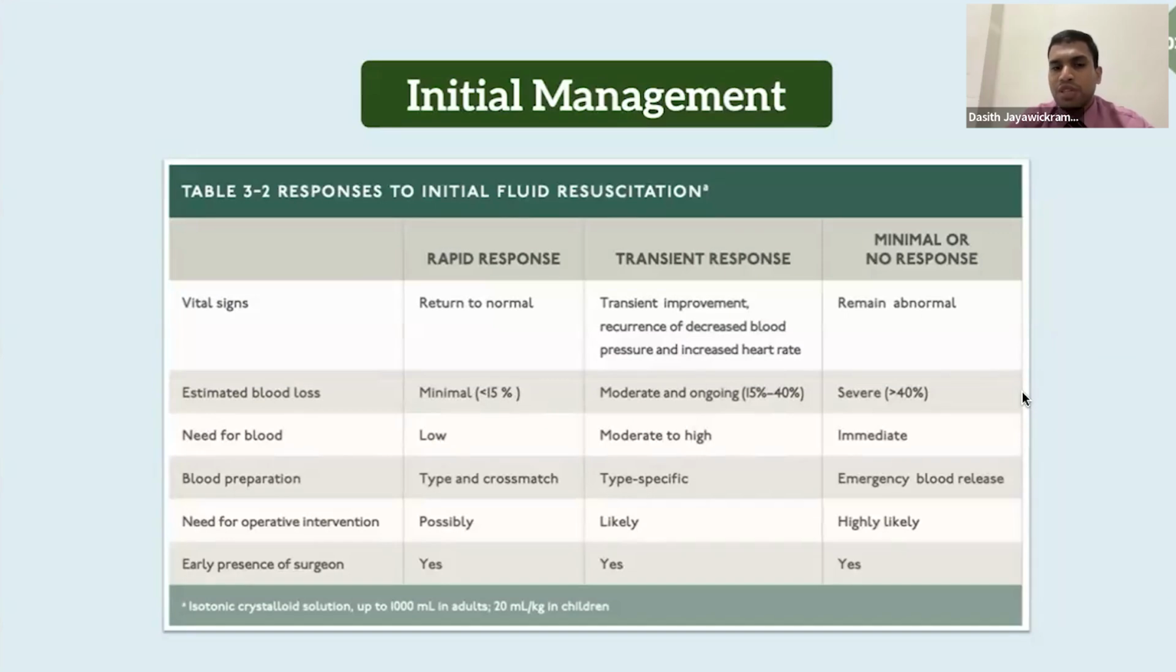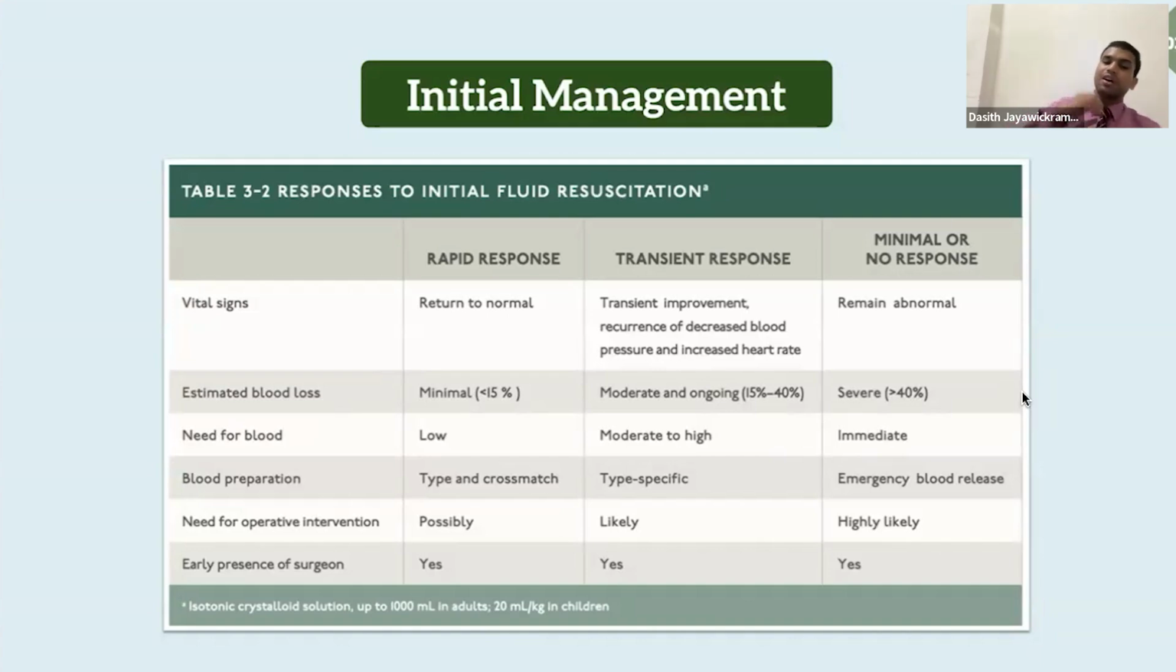But in transient response, there's an improvement, but then again the blood pressure decreases and the heart rate increases. And if there's a minimal or no response, even though you give a fluid bolus, there's no improvement. It basically worsens rather than improves. Okay, so rapid response is expected in class 1 hemorrhage. Transient response is expected in class 2 and 3, and minimal response is expected in class 4.